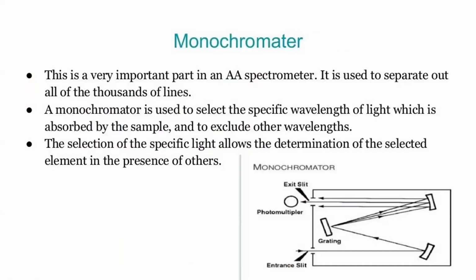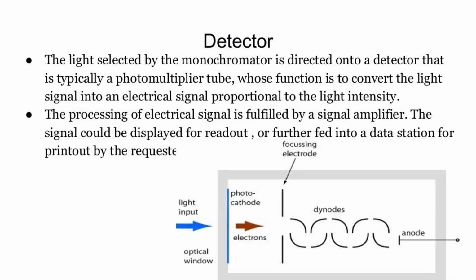So we have discussed two components of the instrument. First component is source of light, second is atomizer, and third component is monochromator. The function of the monochromator is to select the specific wavelength of the light, which is absorbed by the sample, and to exclude the other wavelengths. Last component is detector. The light from the monochromator is directed towards the detector. Here the detector used is a photomultiplier tube, whose function is to convert light signal into electrical signal.